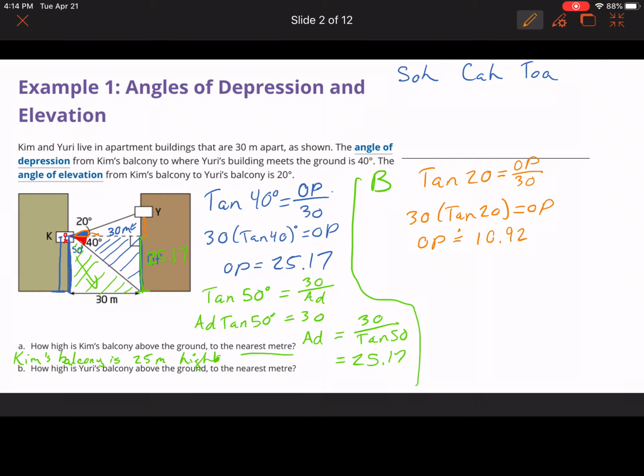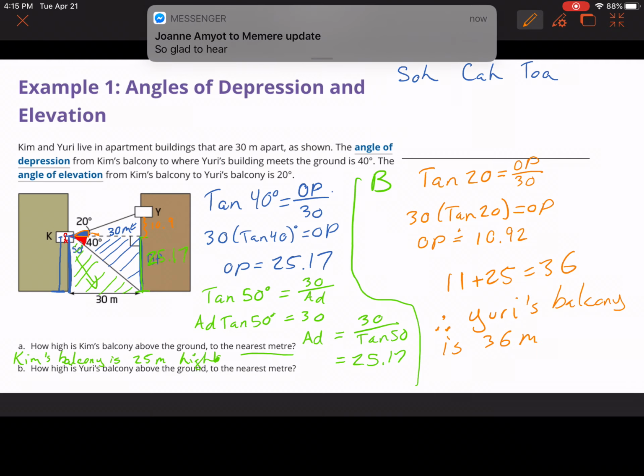So then I have to add those two together because now I've got 10.92 and 25.17, and round it to the nearest meter. So 11 plus 25 equals 36. Therefore, Yuri's balcony is 36 meters high.